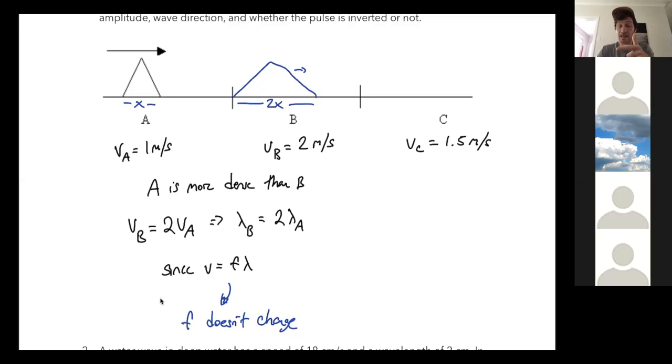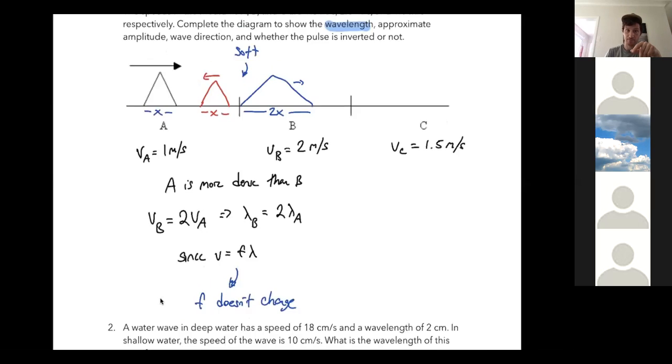More dense to less dense means it acts like a soft boundary, okay? So this right here is soft, which tells me that the reflected one is going back same wavelength, same speed, but moving in the opposite way, okay? Cool. Makes sense. Now we can do the same thing with C, okay?